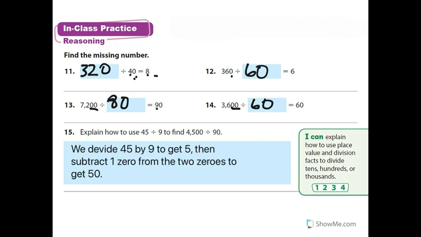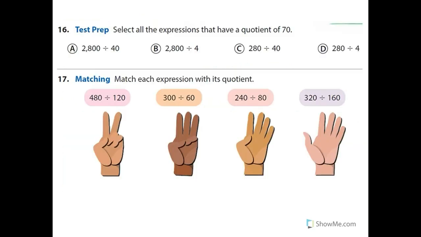All right, this is what I'm saying. We divide 45 by 9 to get 5, then subtract 1 zero from the 2 zeros to get 50. So 45 divided by 9 is 5. 2 zeros minus 1 zero, 1 zero. You don't have to write something exactly like that, but something close to that, because I want you to be able to express in writing how you explain how to use division facts and subtracting zeros. All right, well, let's go on to number 16, our test prep.